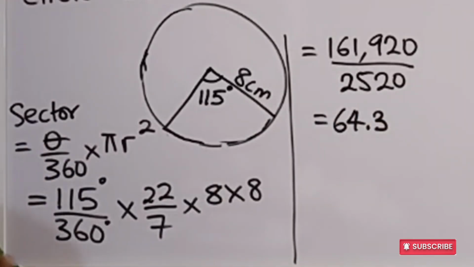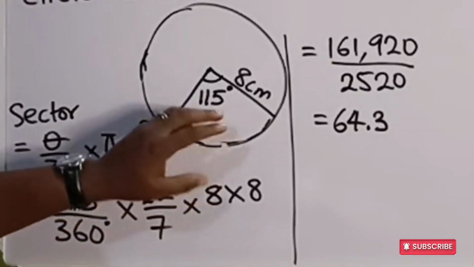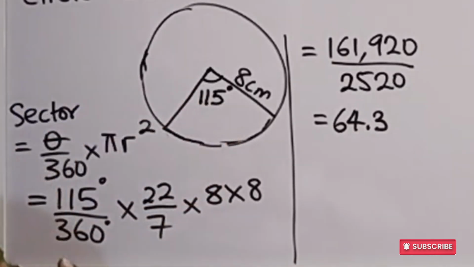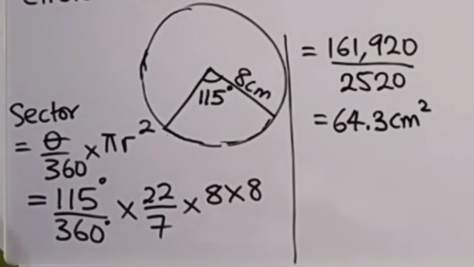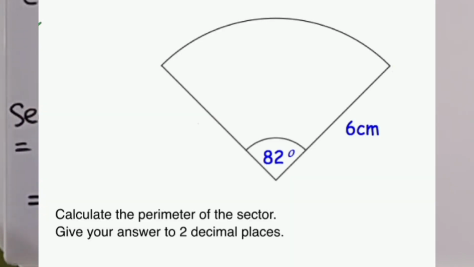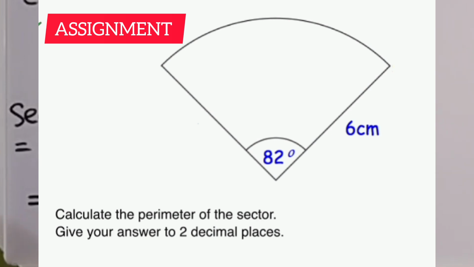When we calculated for the arc length, the unit was in centimeter. But for a sector, since the sector is part of the area, the unit is going to be in centimeter square, because the sector is part of the area. We are done, but I'll leave you guys with a question that you can try later on. But I think we are done with this question. So I'm going to leave you guys with a question to try out later on.